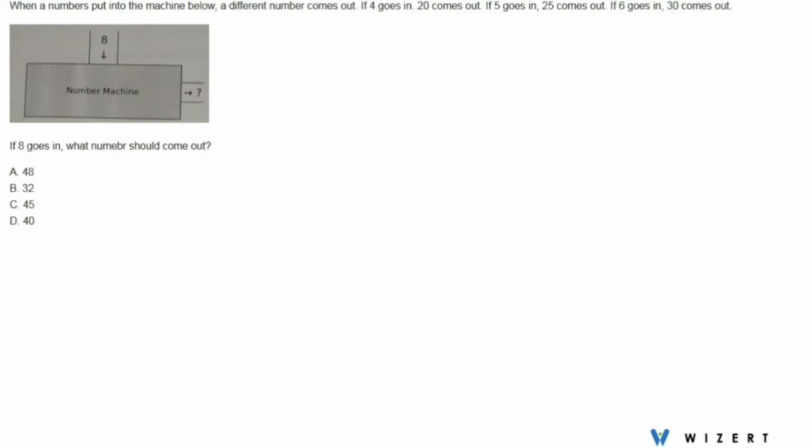We have this question here. When a number is put into the machine below, a different number comes out. When 4 goes in, 20 comes out. So what is the relation between 4 and 20? We'll figure it out depending on the next example given.